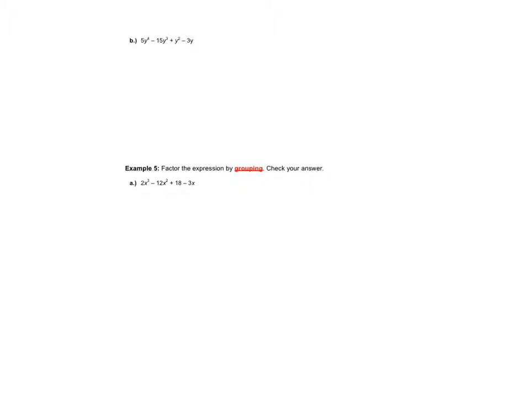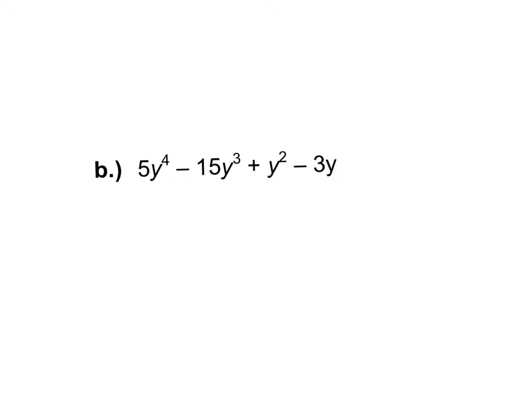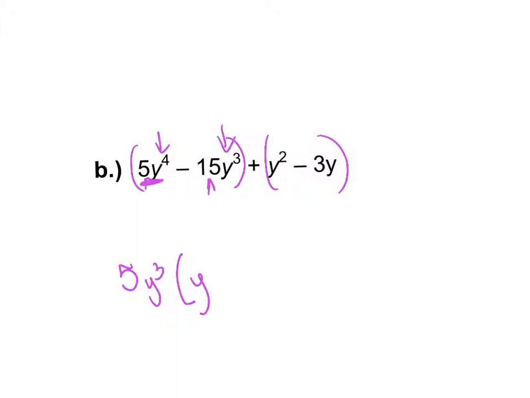So let's do this one. 4 terms means you got to group factor. 5 and 15 are both divisible by 5. I have 4 y's, I have 3 y's. That means I could take 3 out. What am I left with? Well, I had 5y to the 4, I'm left with a y. I had minus 15y to the third. That means this must have been just minus 3.